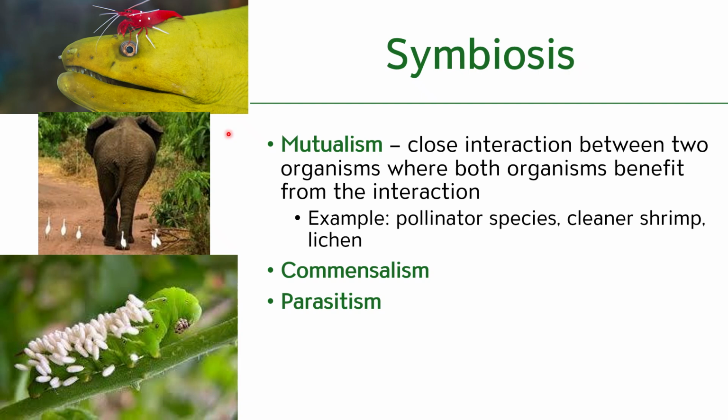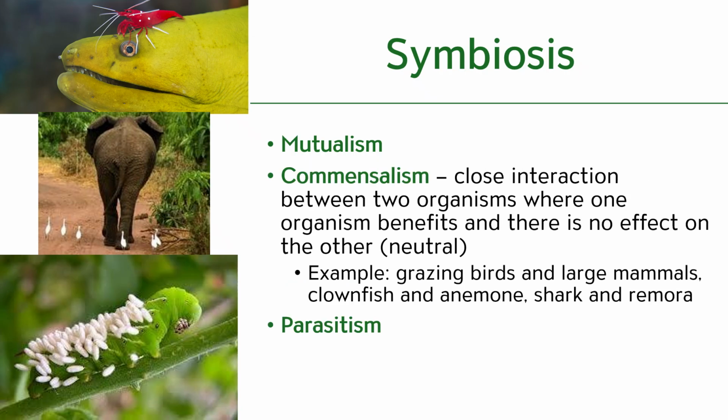Both are benefiting. Pollinator species like bees are also another example. They get a meal. The plant gets its pollen spread from plant to plant. Lichen is another example. This is a fungi and a moss or an algae living together, and they actually work together to break down rock and turn it into soil, which is really cool.